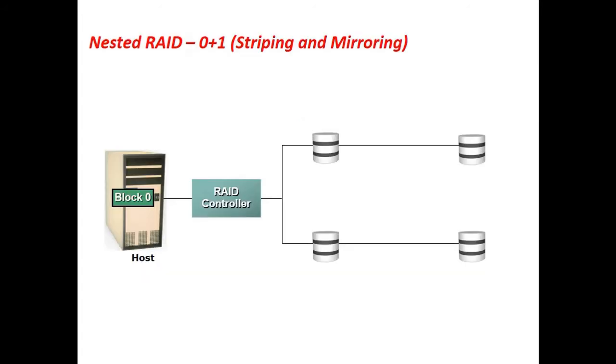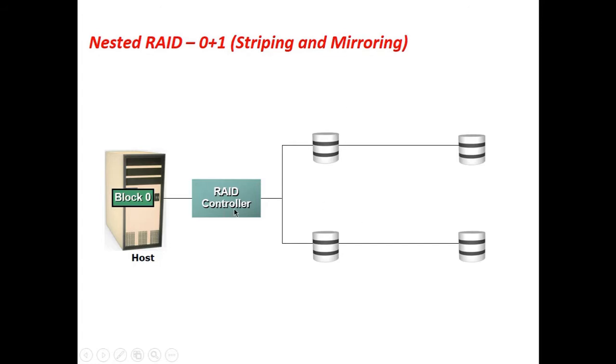Okay, now let us look at how this nested RAID 0.1 works. So a block of data will be sent from the host to be stored in the storage system. So what this RAID controller should do is first implement RAID 0 and then implement RAID 1. That is, it should first stripe the data and then mirror it. Let us see what happens.